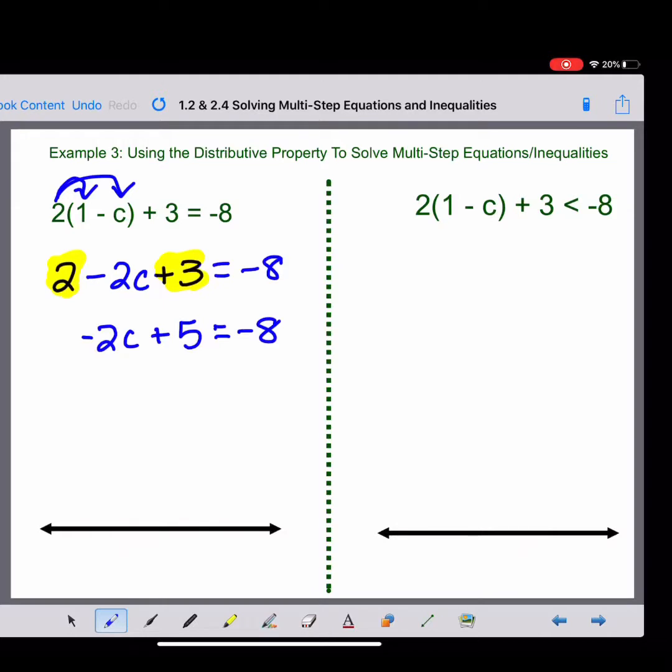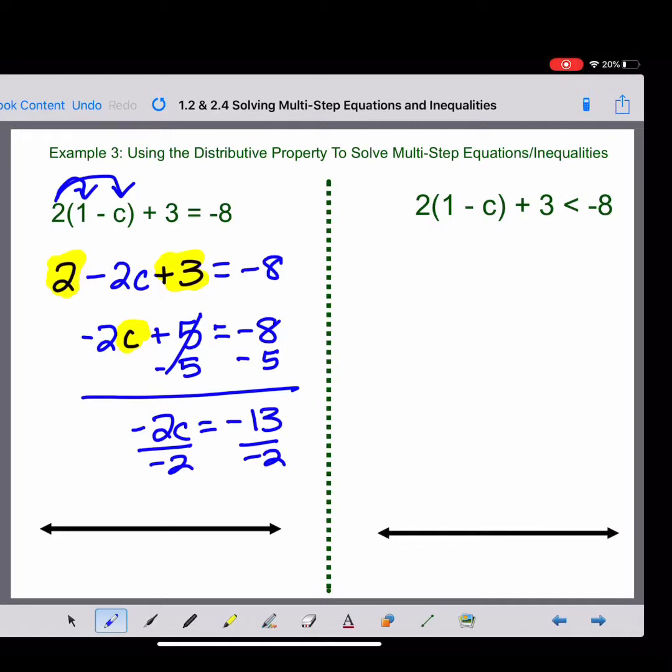Finally, since everything is cleaned up, our goal is to get the c completely isolated. The opposite of adding 5 is subtracting 5 from both sides. Negative 2c is equal to negative 13. And then I'm going to divide each side by negative 2 because the negative 2 is right beside the c, which means multiplication. And the inverse of that is division. So c's final value is 6.5.